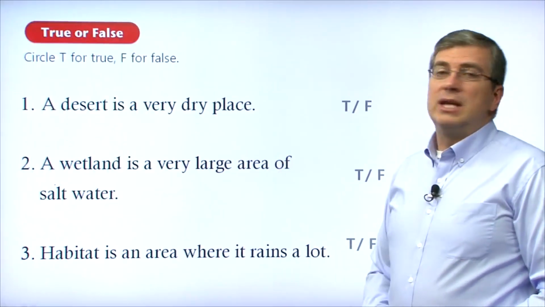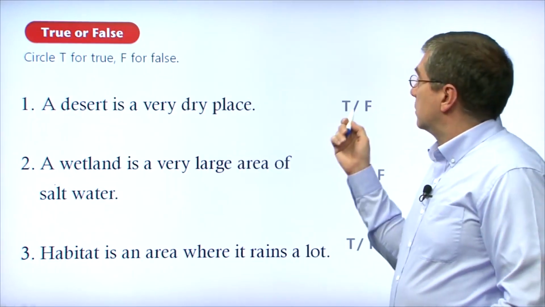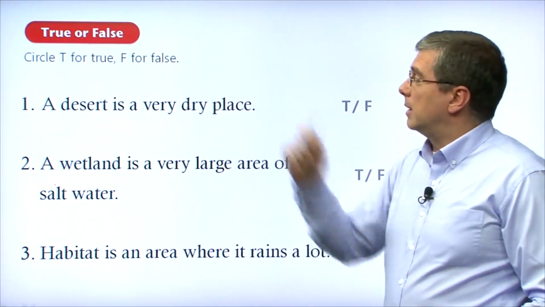Okay, finally we come to the true-false questions. If the sentence is true, we circle T. If the sentence is false, we circle F. Let's take a look. Number 1.